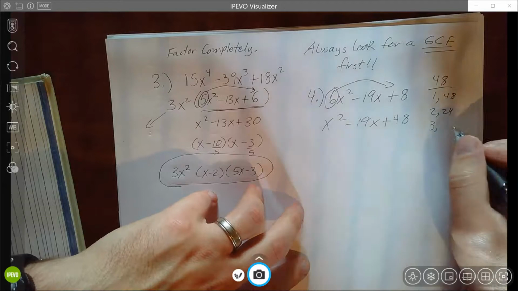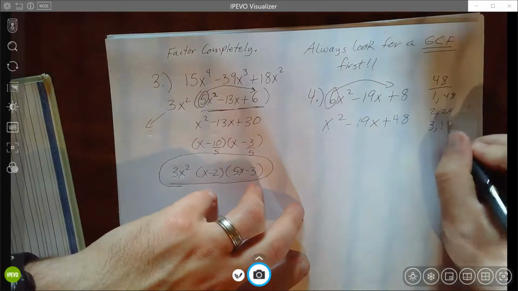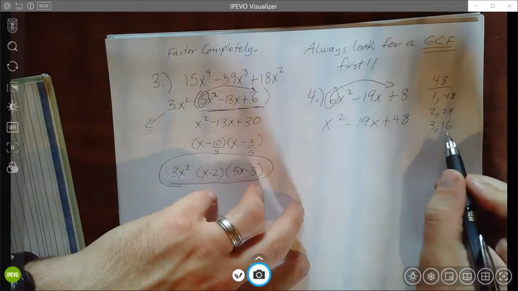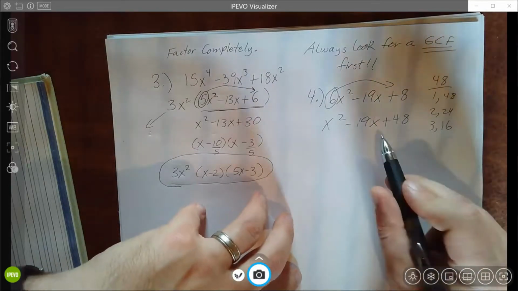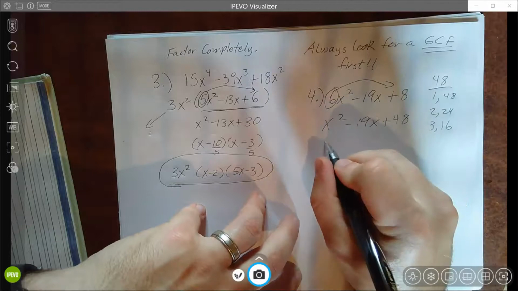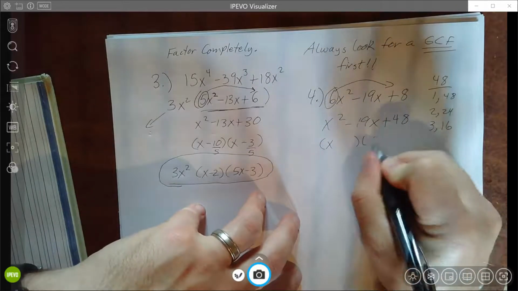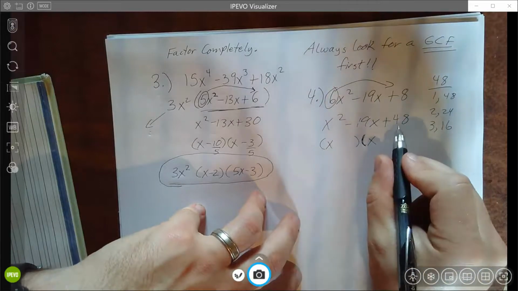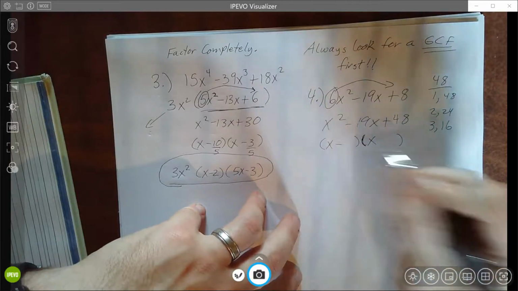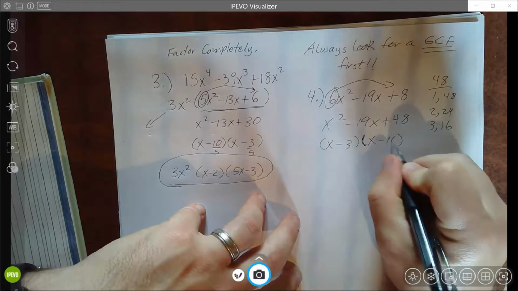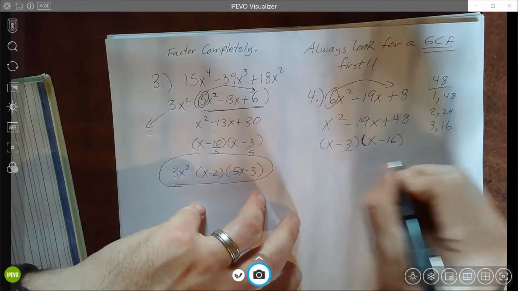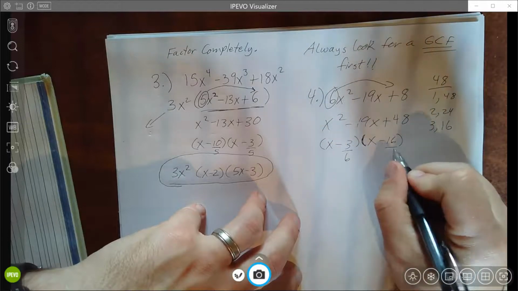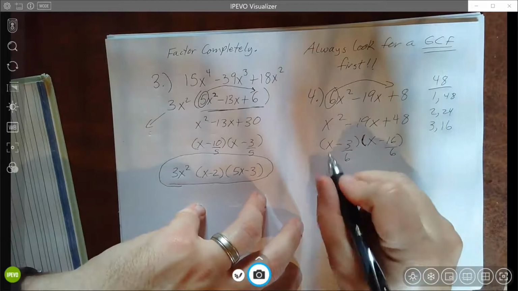So now I just got to think 3 times what gives me 48. That'd be 16. And 3 and 16 looks like it's already going to be a winner here, because 3 and 16 could give me 19. So I'm going to factor this as x and x. And since it's positive, they've got to both be the same sign. Since that's a negative, they're going to both be negative. Negative 3, negative 16.